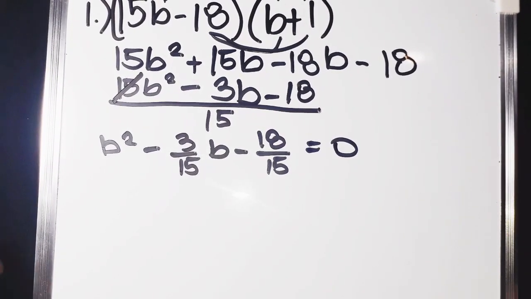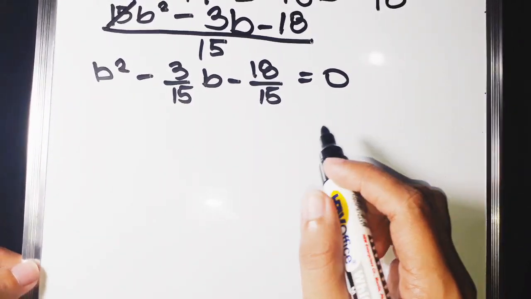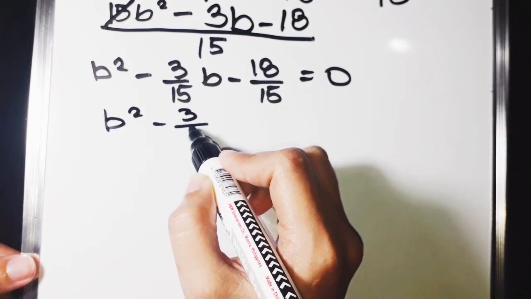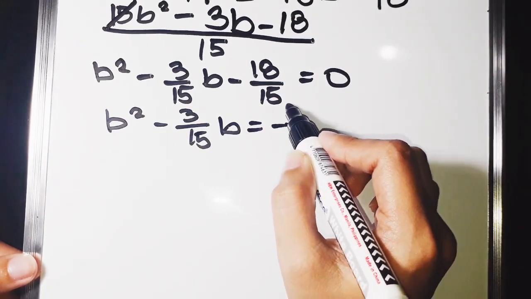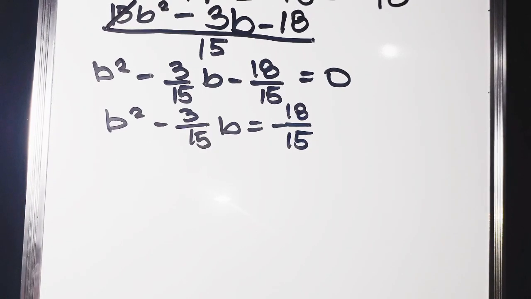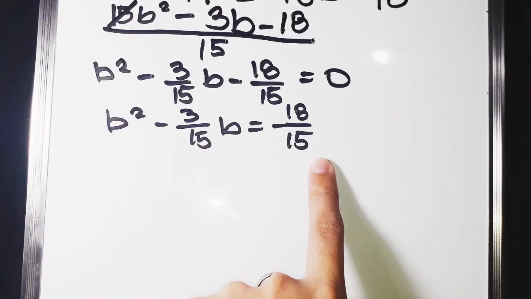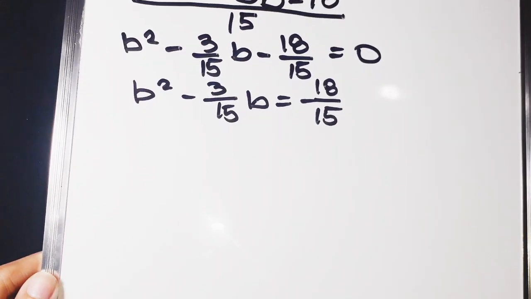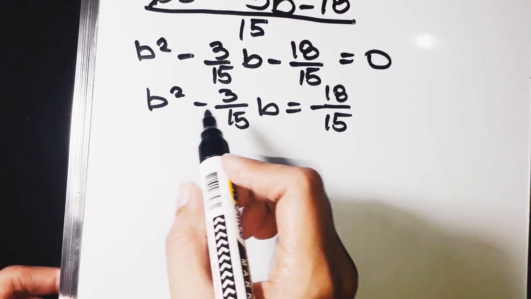Then, the next step is to transfer the third term to the other side of the equation. B squared minus 3 over 15b is equal to 18 over 15. Since here it's negative, if you transfer that to the other side of the equation, it will be positive. Then next is to transform this into a perfect square.